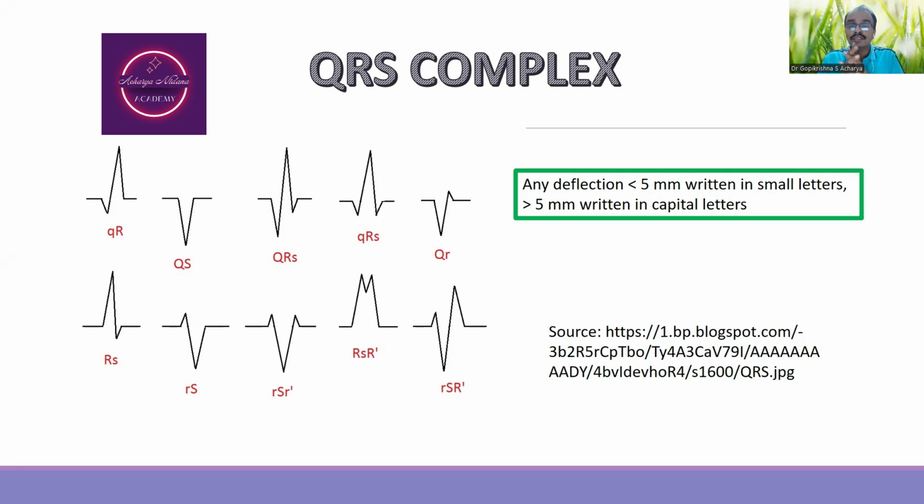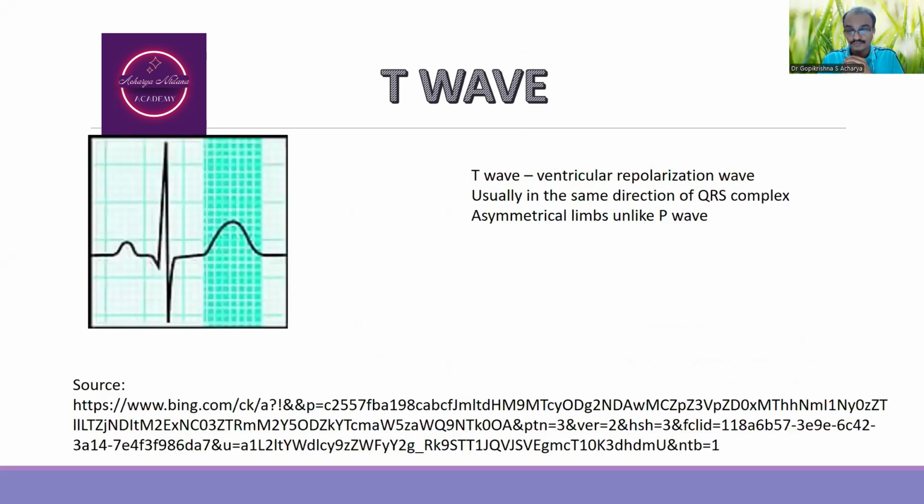So these are the different QRS complexes that you are going to observe in the routine electrocardiogram. This is termed as T wave. This is nothing but representing the ventricular repolarization. This is usually present in the same direction as the QRS complex. That means if the QRS complex is positive, the T wave will be positive. If the QRS complex is negative, the T wave will be negative.